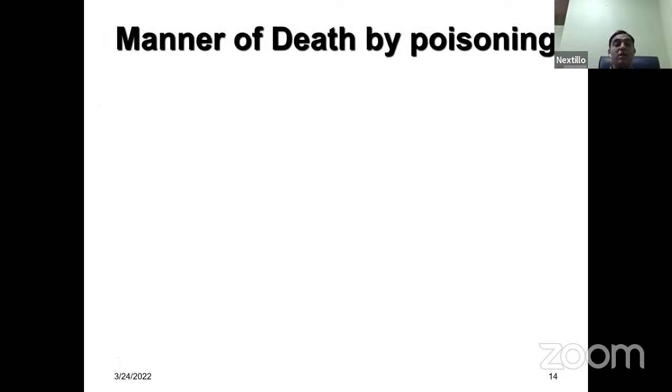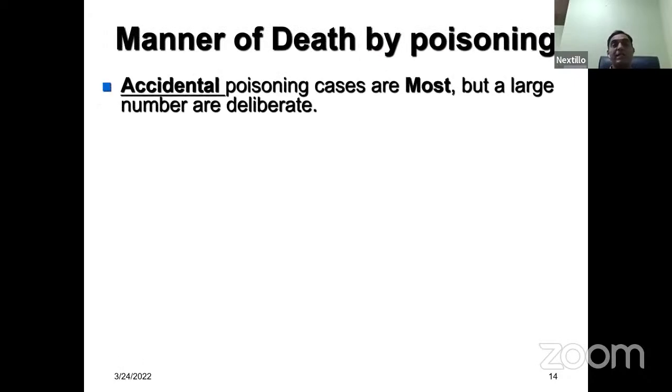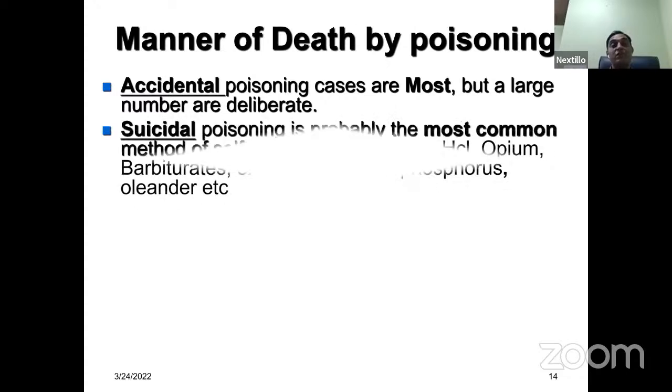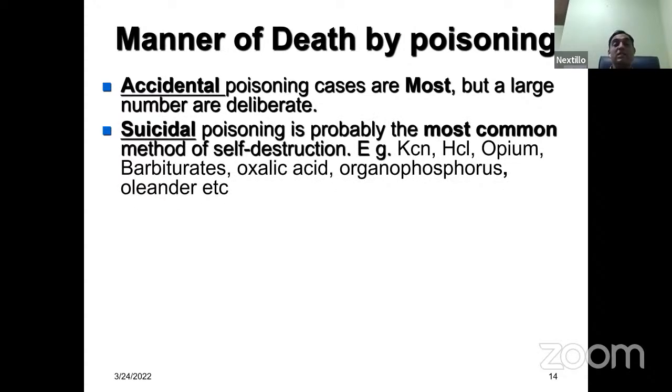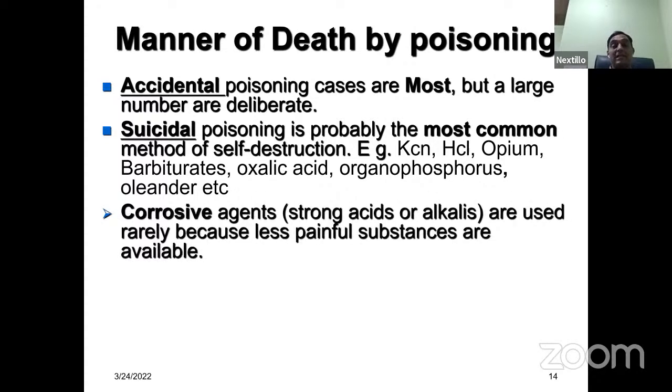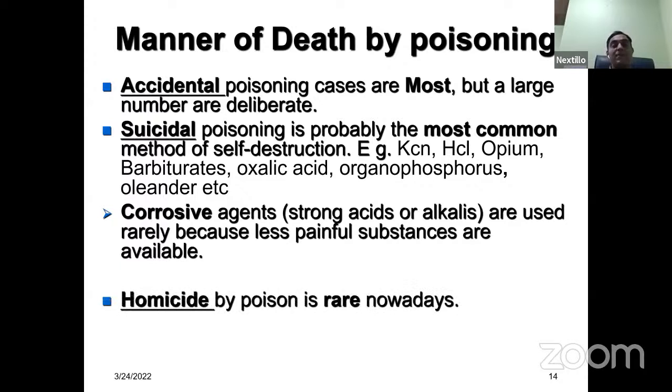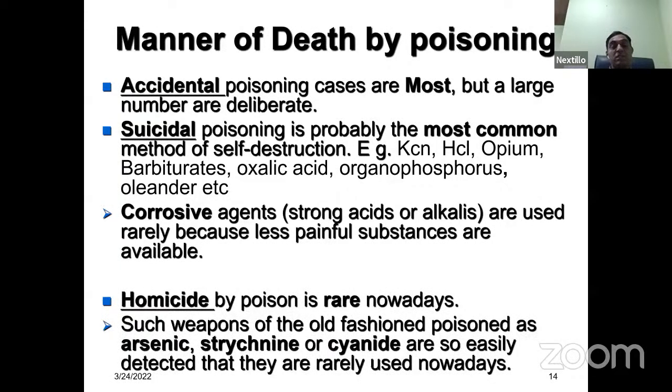So manner of death by poisoning, again, is very important. Accidental poisoning cases are the most, but there is also a large number of deliberate or suicidal poisonings. Most common methods of self-destruction: potassium cyanide, hydrochloric acid, opium, barbiturates, OP (organophosphates), oleanders, etc. Corrosive agents, strong acid and alkali, are used rarely because less painful substances are available. So that's not a good choice of corrosives. But homicide by poisons is very rare nowadays. Old-fashioned poisons such as arsenic, strychnine, or cyanide are so easily detected that they are rarely used nowadays.